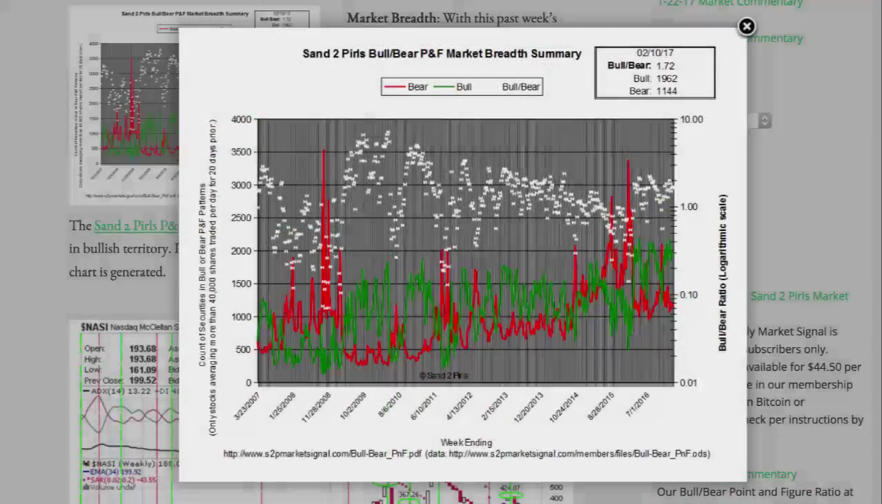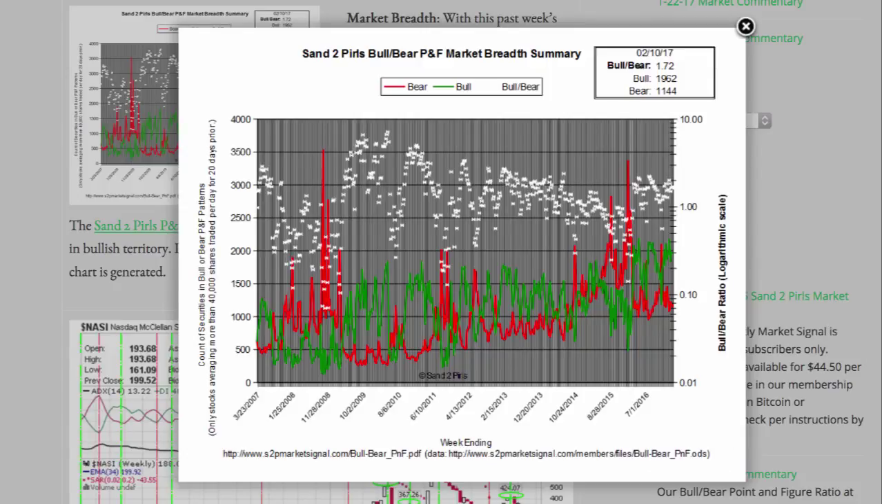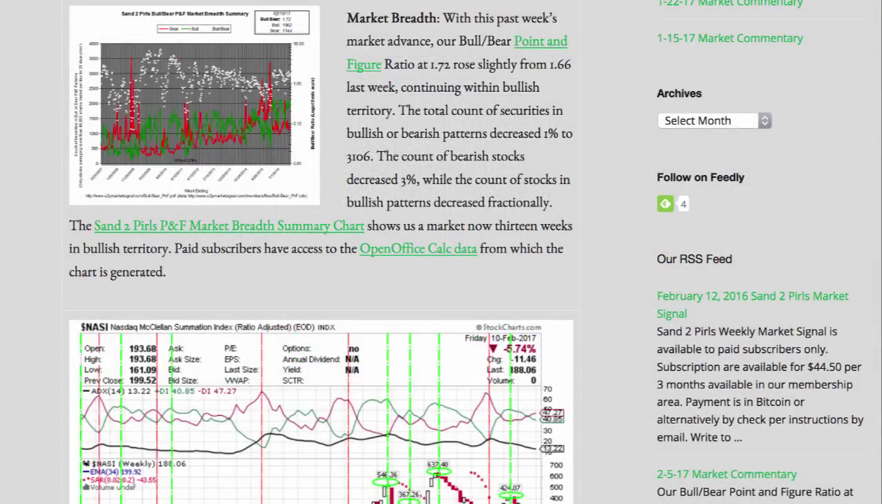Market breadth. With this past week's market advance, our Bull-Bear Point and Figure ratio at 1.72 rose slightly from 1.66 last week, continuing within bullish territory. The total count of securities in bullish or bearish patterns decreased 1% to 3,106. The count of bearish stocks decreased 3%, while the count of stocks in bullish patterns decreased fractionally.